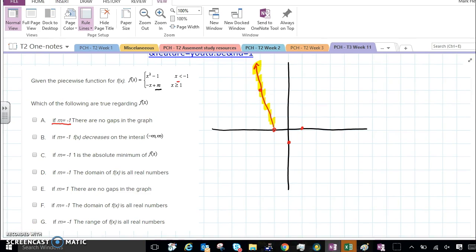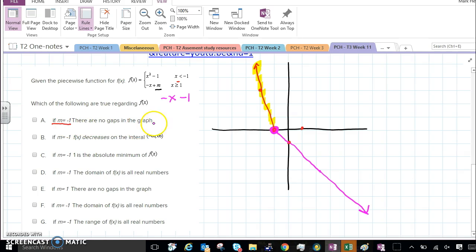And now we'll graph -x plus m, where m is -1. So this really is -x minus 1. So we'll go through this point, and we'll have a slope of -1. And so this point that was open circled before gets filled in because we're greater than or equal to -1. This would be the graph when m is -1.